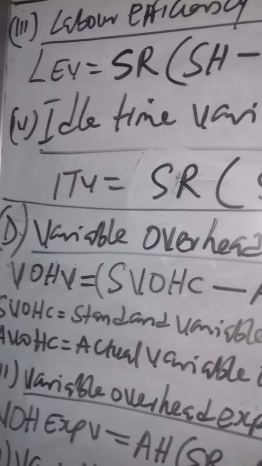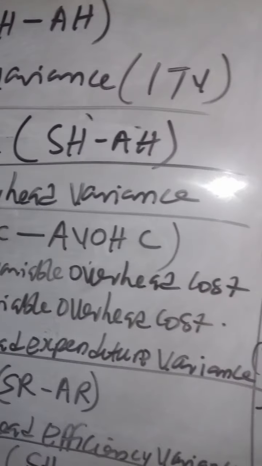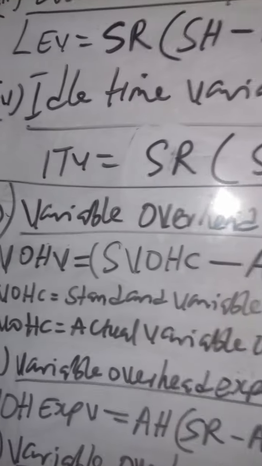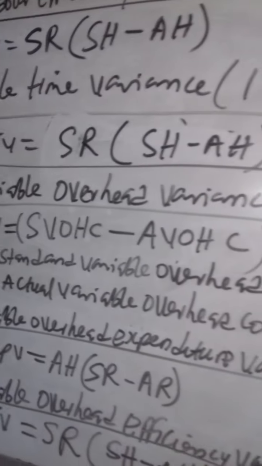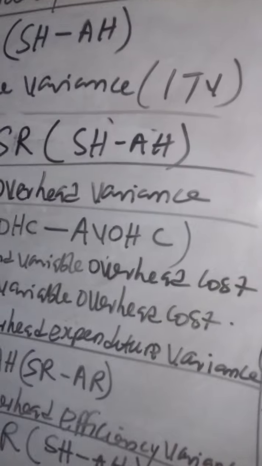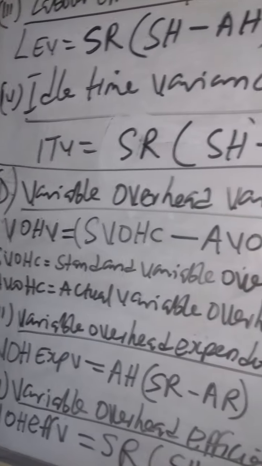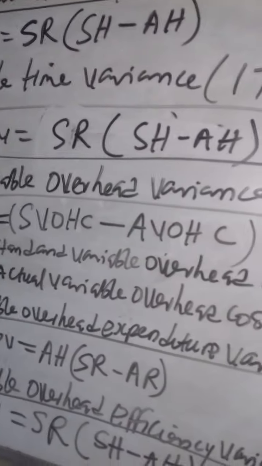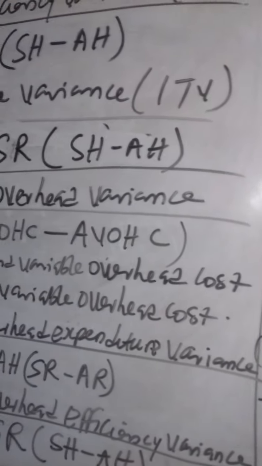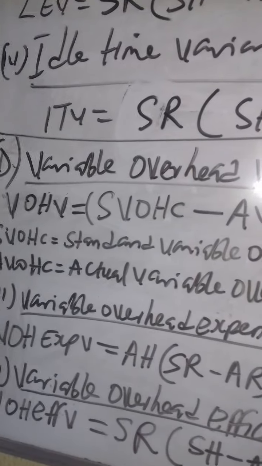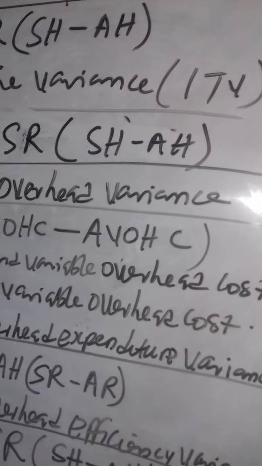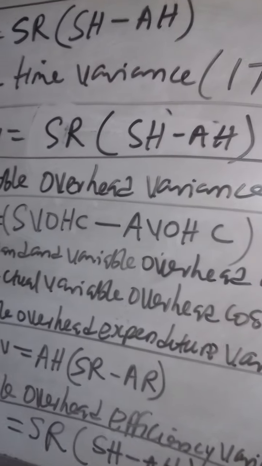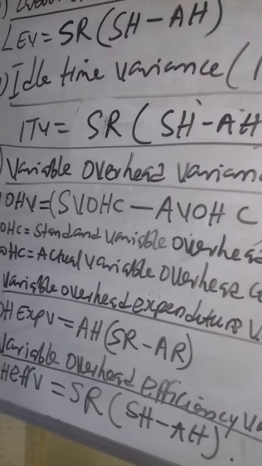Idle time is the last one here. Idle time variance also shows the amount of idle time that exists per day or per period in the factory. And idle time can be caused by things like machine breakdown, setup period, or lack of certain material. These are calculated as standard rate multiplied by the difference between standard hour minus actual hour that is used.